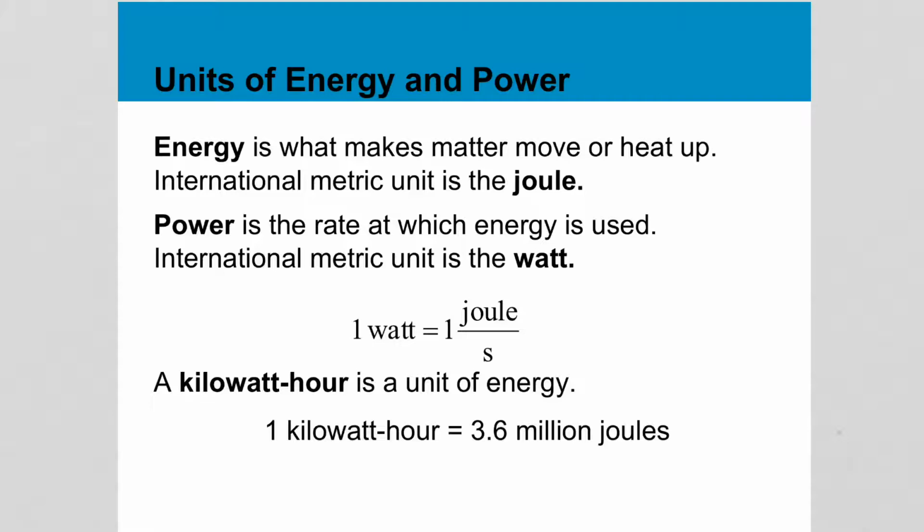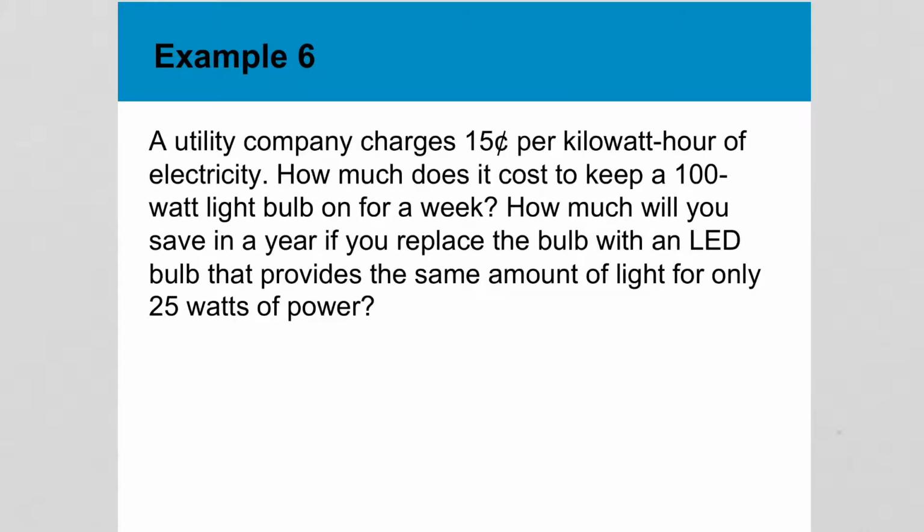A kilowatt hour is also a unit of energy, which we see if you look at your electric bill. 1 kilowatt hour is equal to 3.6 million joules. A utility company charges 15 cents per kilowatt hour of electricity. How much does it cost to keep a 100-watt light bulb on for a week?